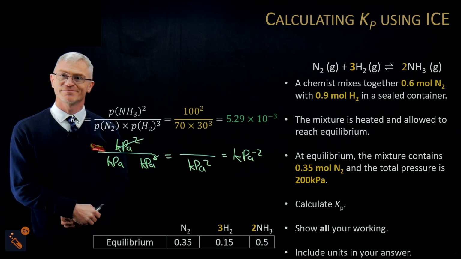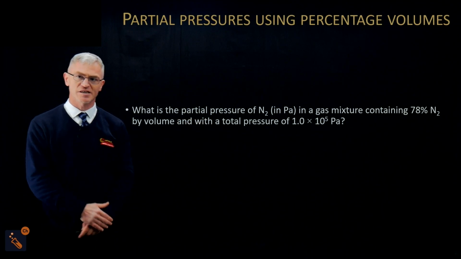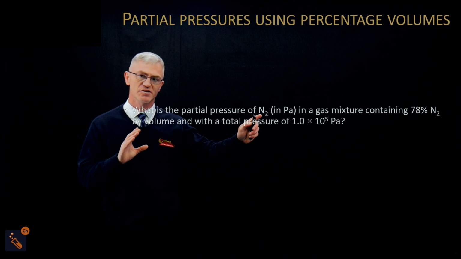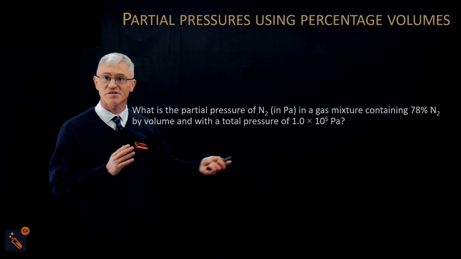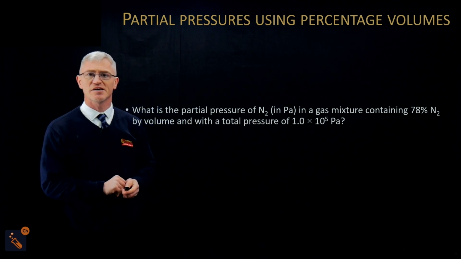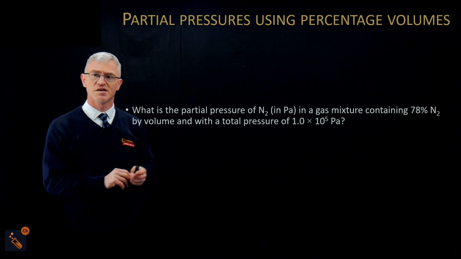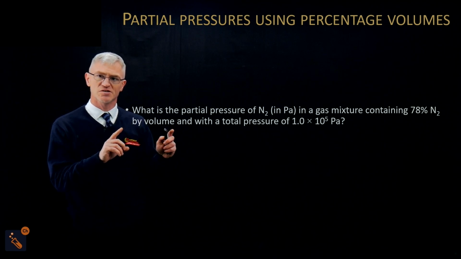In our next question, we want to calculate what the partial pressure of nitrogen is in a gas mixture, and we don't know what the rest of the gas mixture is, containing 78% nitrogen by volume. A really important thing is by volume.